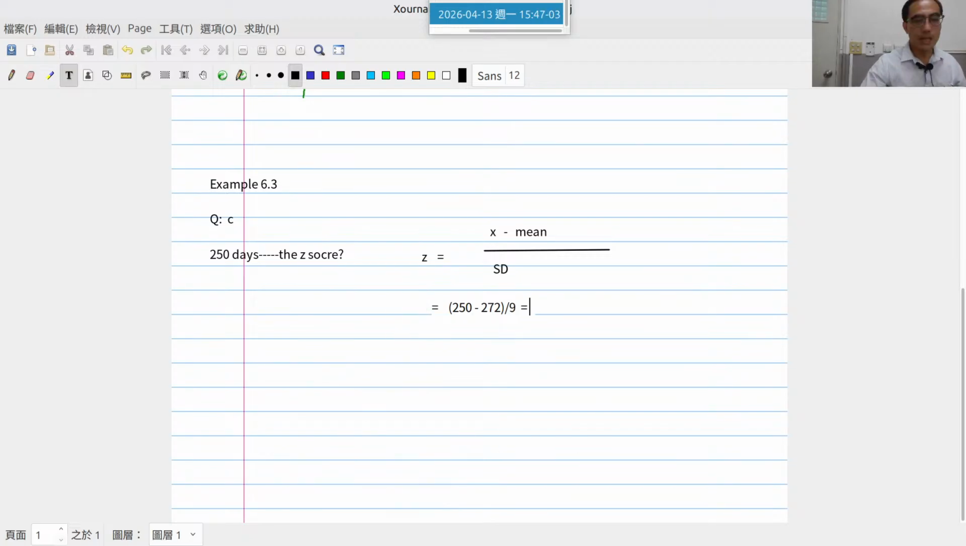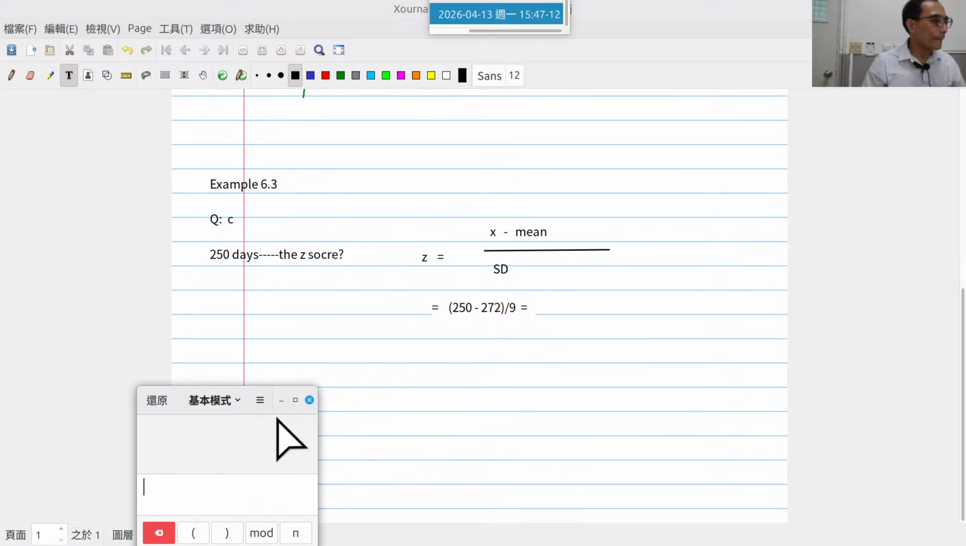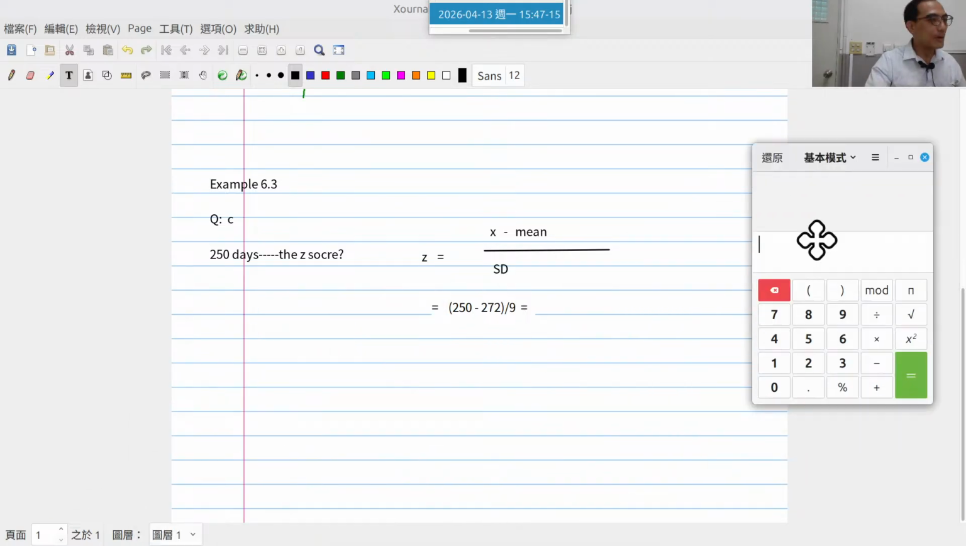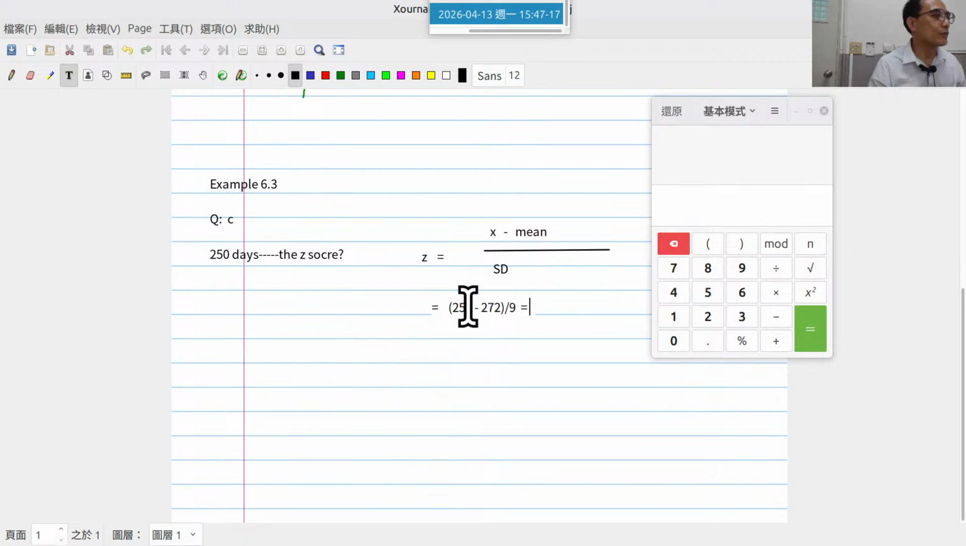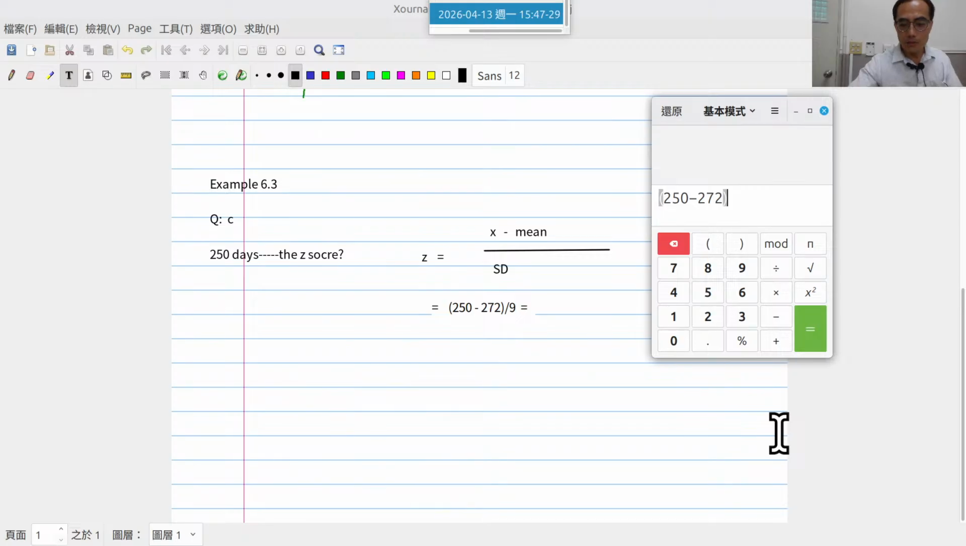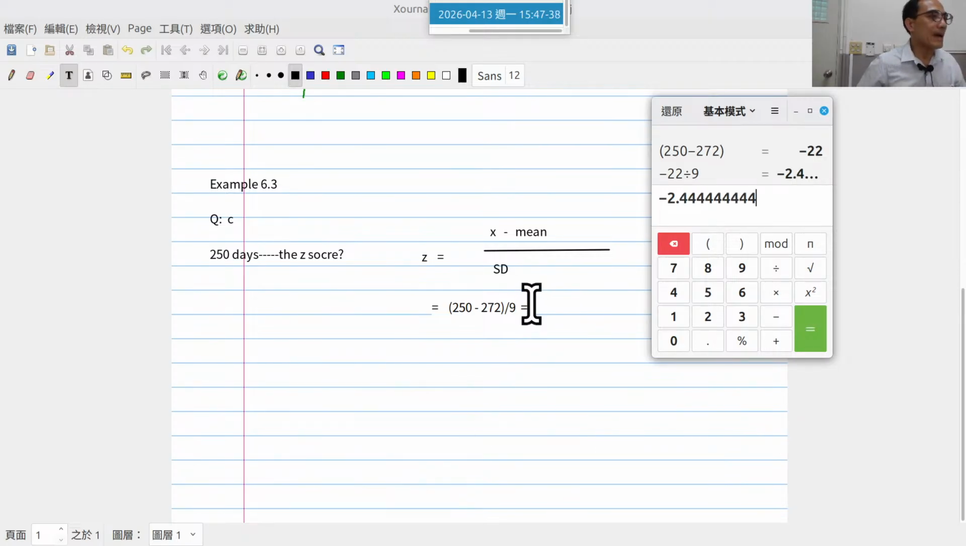Okay, so can you find whether the value is positive or negative? Negative. Why? Yeah, because in the numerator, 250 minus 272 is a negative value. Let's check. 250 minus 272 is minus 22, divided by 9 is minus 2.444, like this one.